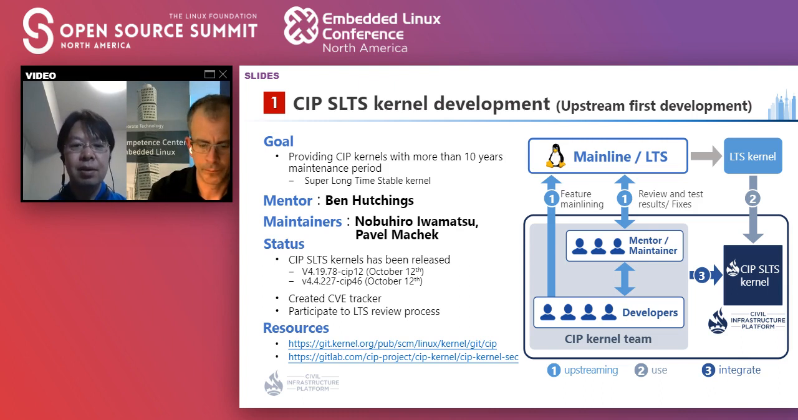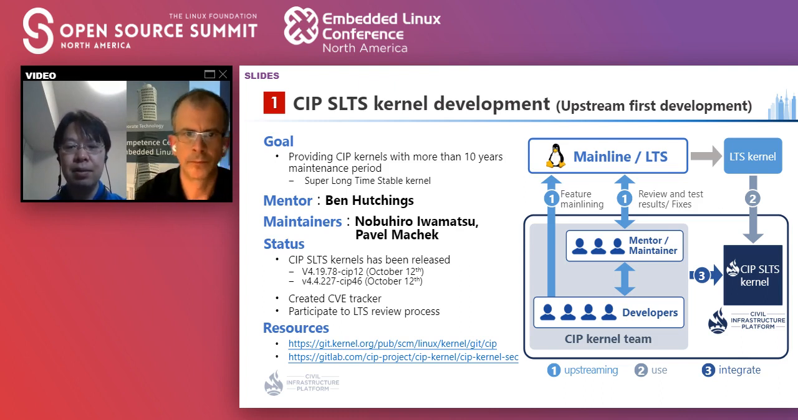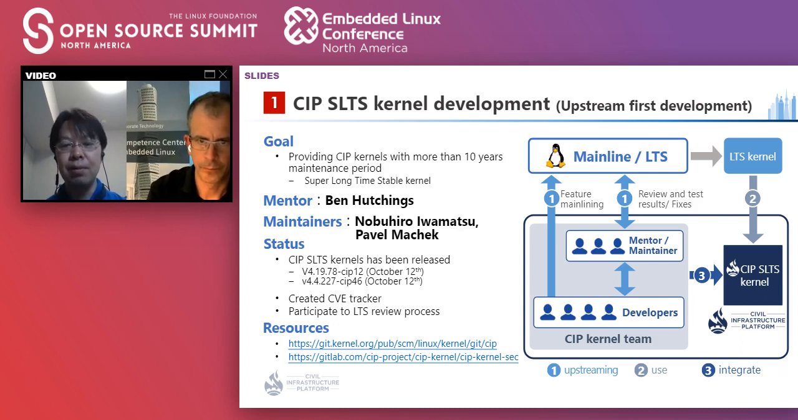To create a CIP long-term support kernel, we first pick up the LTS kernel. Then we start to work with the long-term stable teams. That means we also review the patches and post the review results to the Linux stable mailing list. This is how we work together with the stable kernel team.